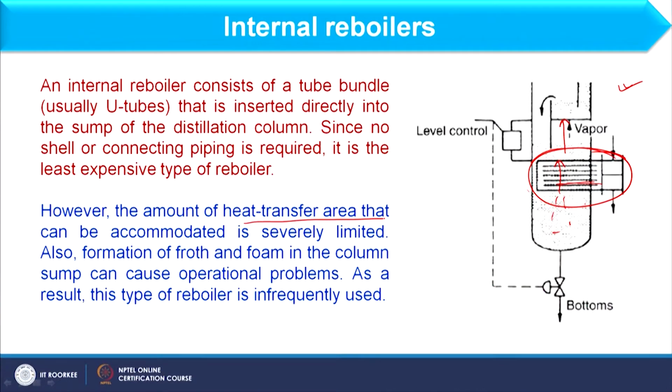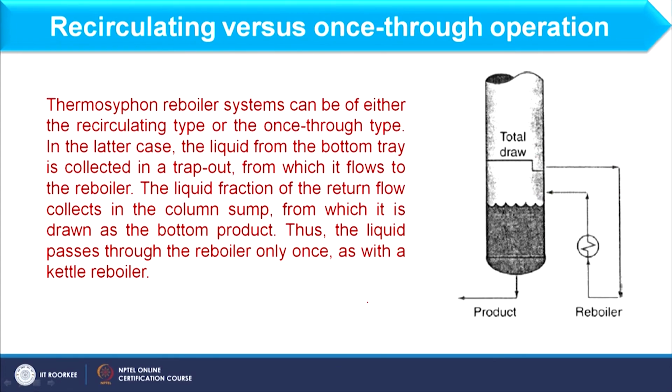So as far as this type of reboilers are concerned, they do not have much heat duty, okay, because the bundle is inserted into the distillation column, and what it shows is that the length of the reboiler is fixed, and that will depend on the diameter of the column, right. So the amount of heat transfer area that can be accommodated is severely limited, and formation of froth and foam in the column can cause operational problems, and therefore this type of reboiler is infrequently used, fine. So that is about the internal reboiler.